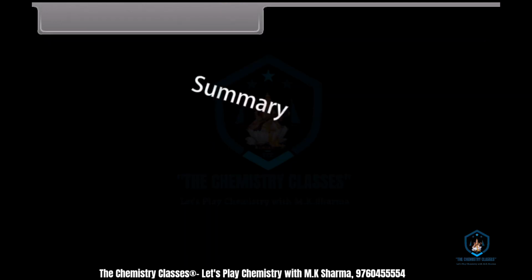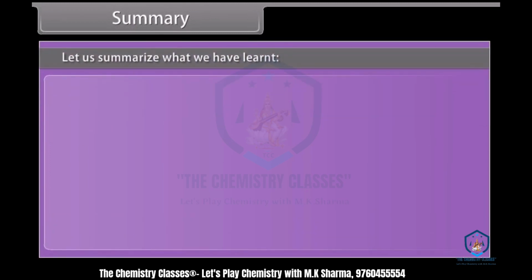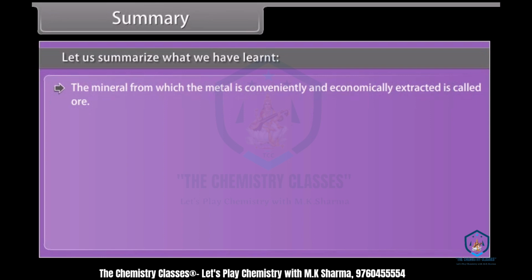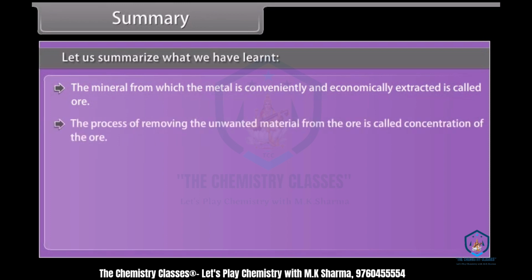Summary. Let us summarize what we have learned. The mineral from which a metal is conveniently and economically extracted is called ore. The process of removing the unwanted material from the ore is called concentration of the ore.